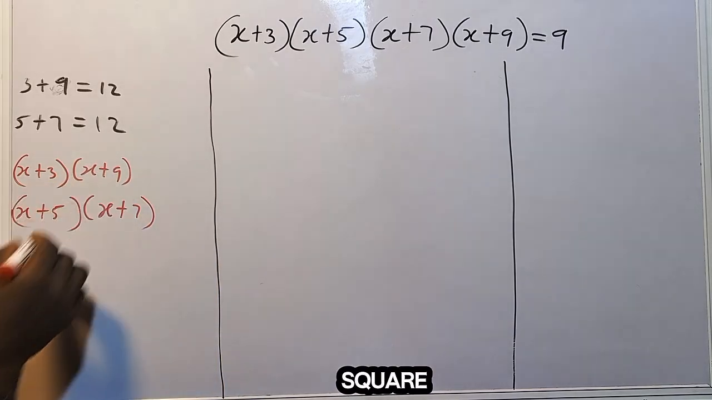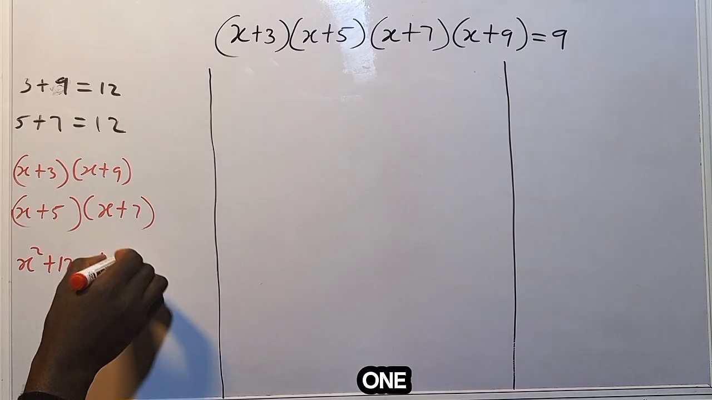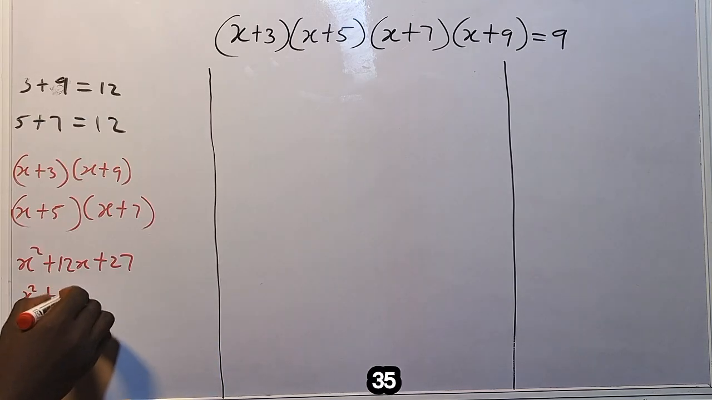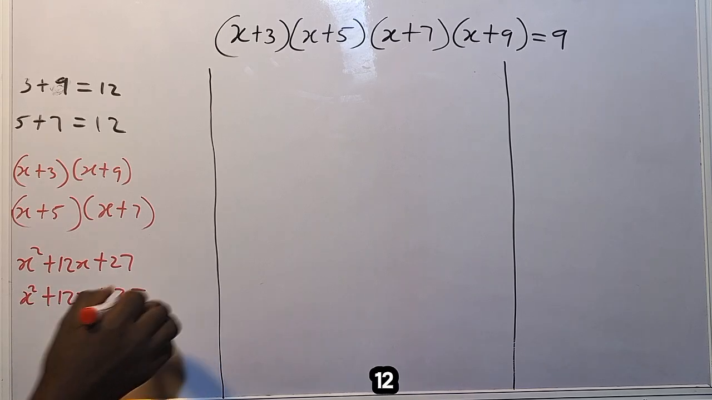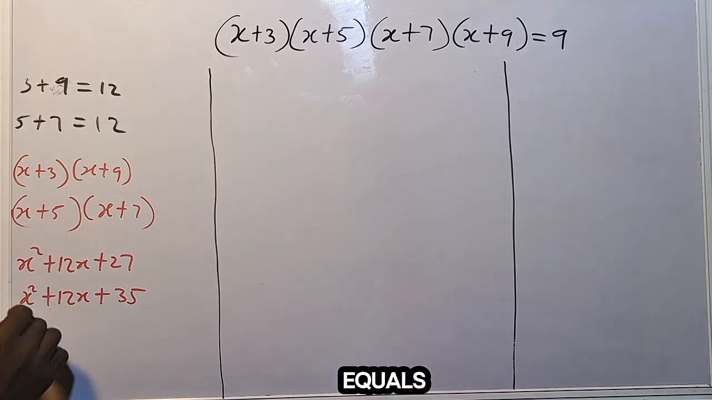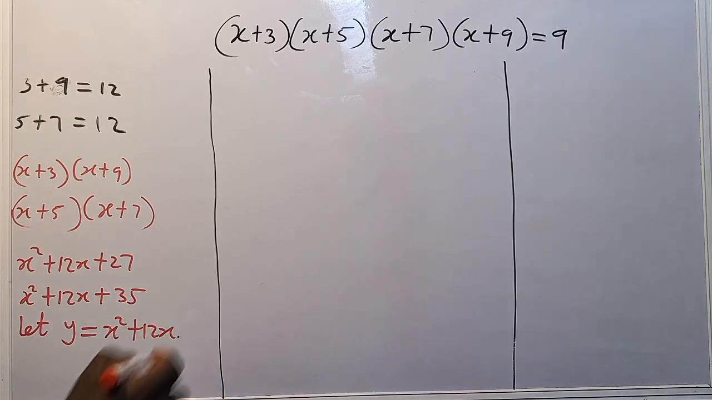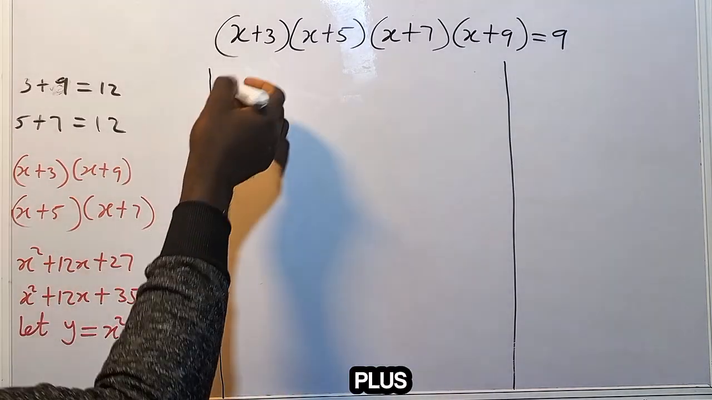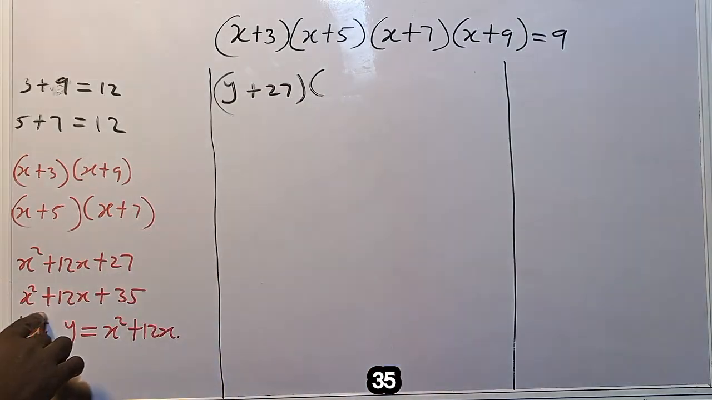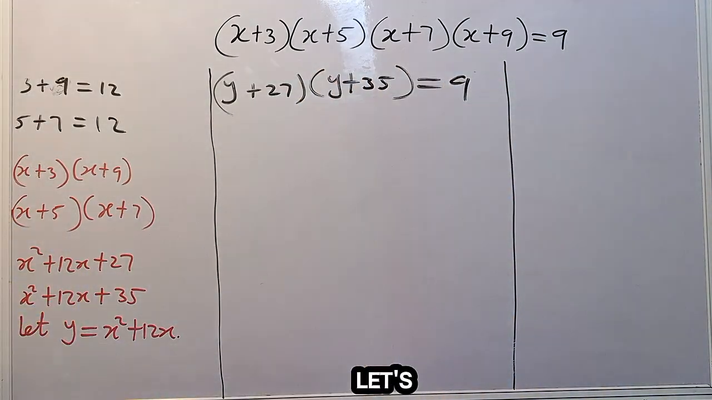Now when you expand, you have s squared plus 12s plus 27. Then the second one, you also have s squared plus 12s plus 35. Beautiful. As you can see now, we have 12s common to the two expressions. Now say let y equal s squared plus 12s. The expression now becomes (y plus 27)(y plus 35) equals 9. Now this is the hidden pattern.